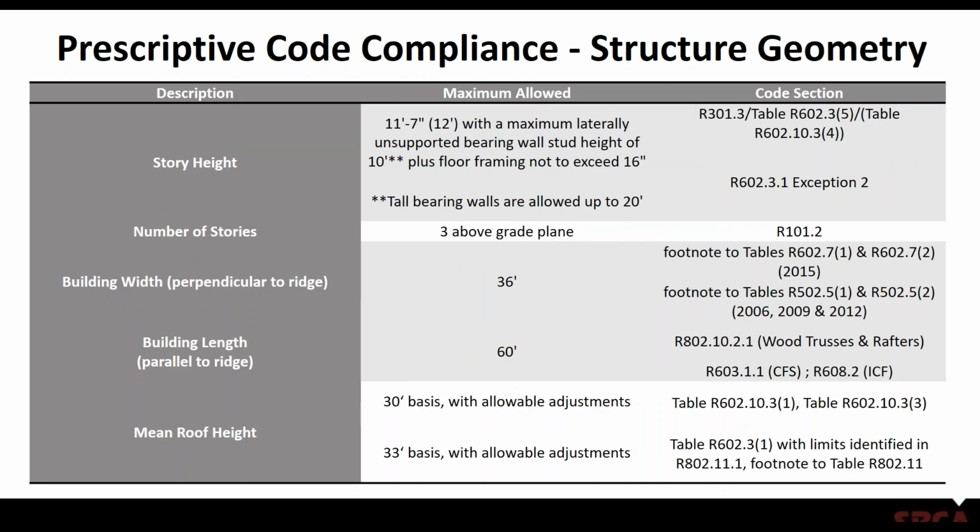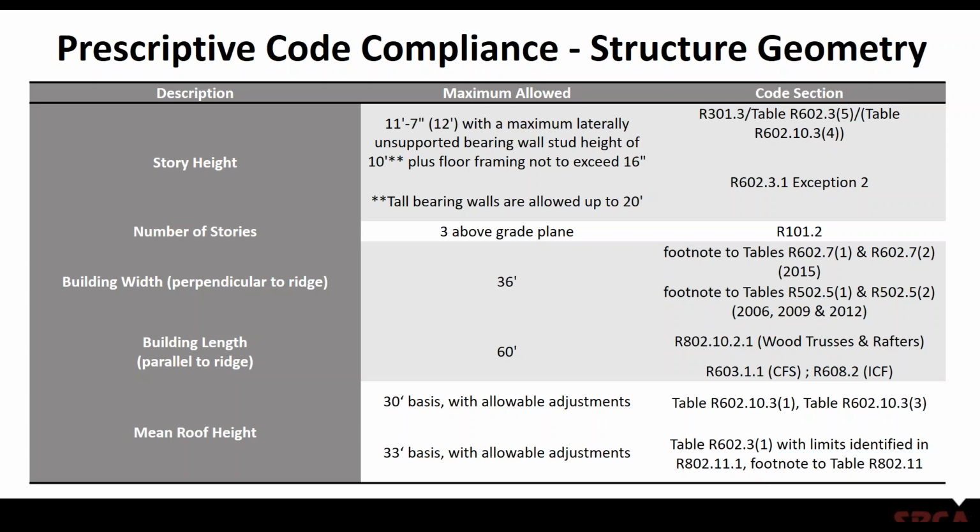As far as structure geometry, typically what we're talking about for story height is 11 feet 7 inches, although you will see some tables in the code that reference a 12-foot story. I think that's just rounded up. Basically with a maximum laterally unsupported bearing wall stud height of 10 feet. And then in addition to the 10 feet, you're allowed to go up to 16 inches for the floor framing.